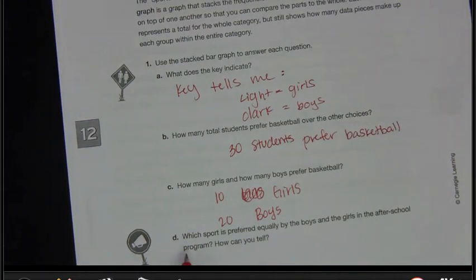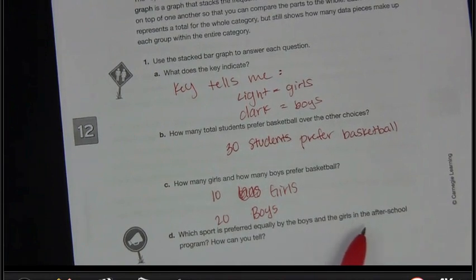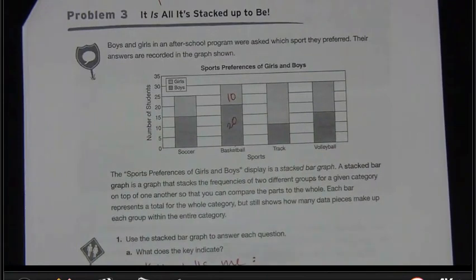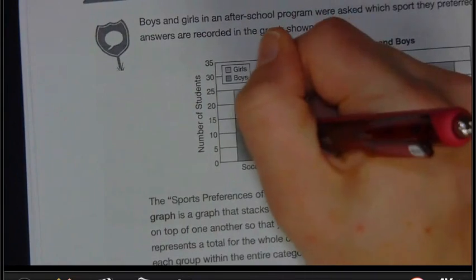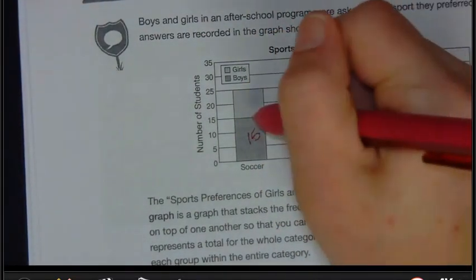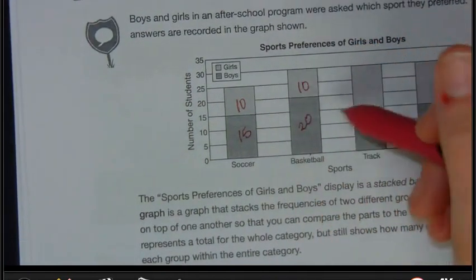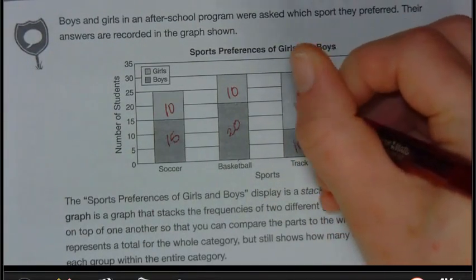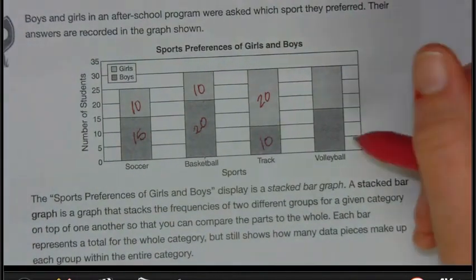Okay. And letter D, which sport is preferred equally by the boys and the girls in the after-school program? And how can you tell? All right, so let's take a look here. All right, so soccer, it looks like 15 boys prefer soccer, 15 to 25, while 10 girls prefer that. That's not equal. We see that basketball is not equal. Okay, so let's look at track. Well, 0 to 10 boys like track. Well, 10 to 30 girls, so that's 20 girls prefer track. That's not equal.